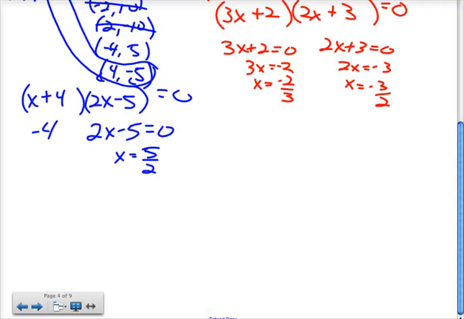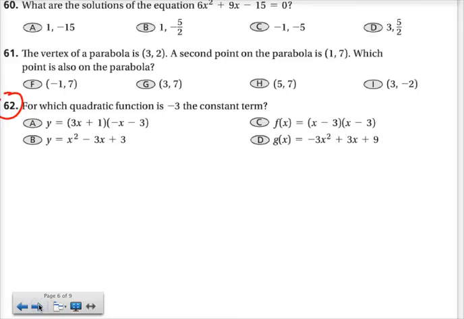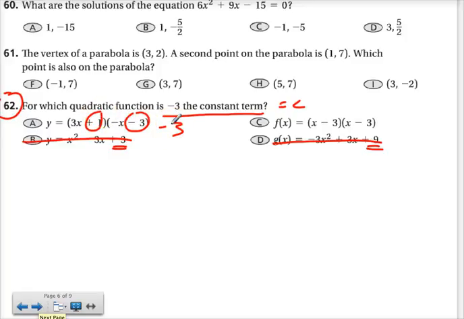And let's see, I think I have one more in mind here, number 62. For which quadratic function is negative 3 the constant term? That means it equals c. So negative 3 is the constant term. Well, this one has positive 3, so that's out. This one has 9 sitting right there, so that one's out. So really what we're doing is we're just figuring out last times last, which one of these would give us a negative 3. And here, a positive 1 and a negative 3 would multiply to negative 3.